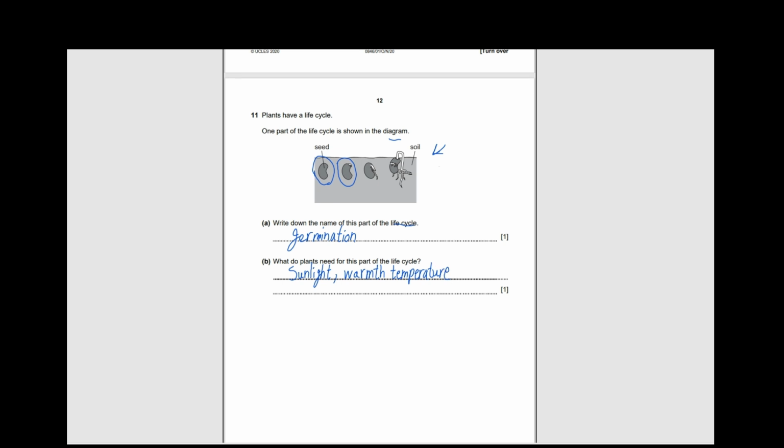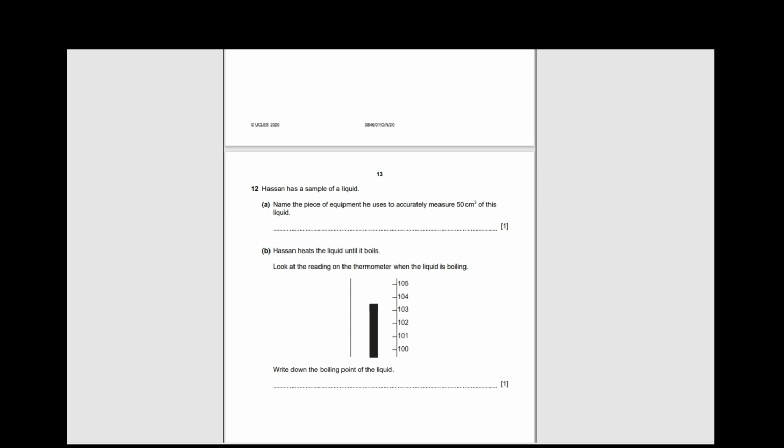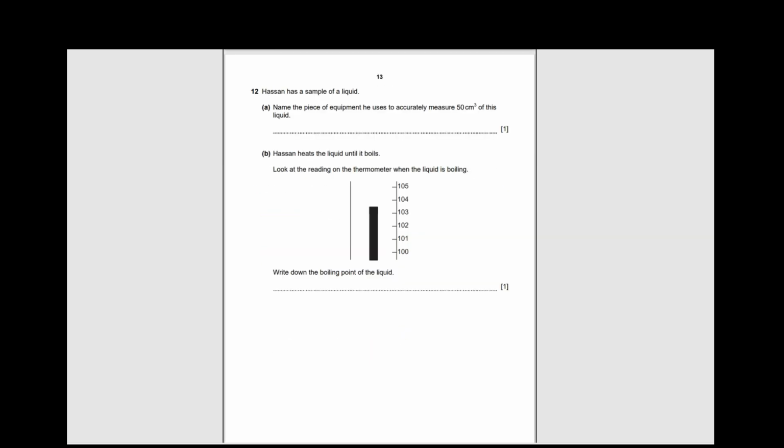Okay. Moving on. Question number 12. Hassan has a sample of a liquid. Name the piece of equipment he uses to accurately measure 50 centimeter cube of this liquid. So this thing he uses to accurately measure.